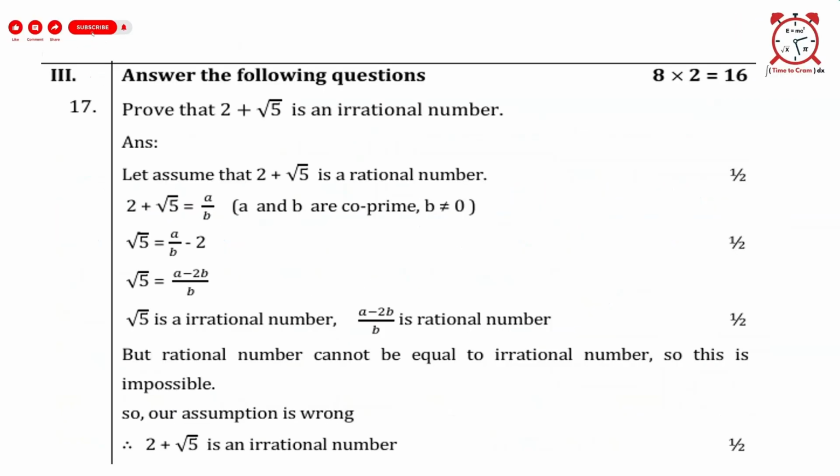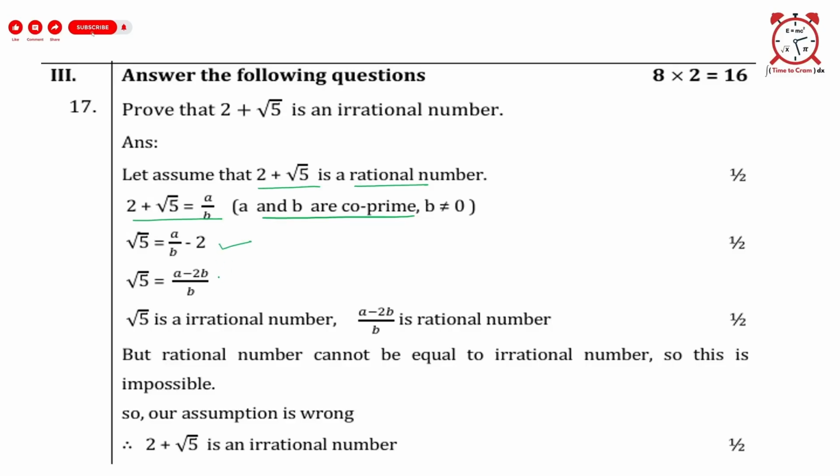So first, question number 17: prove that 2 plus root 5 is an irrational number. To prove this, first of all we have to assume that 2 plus root 5 is a rational number. When the number is rational, it can be written in the form a by b, where a and b are co-prime numbers. Then we can convert it by the transposition method.